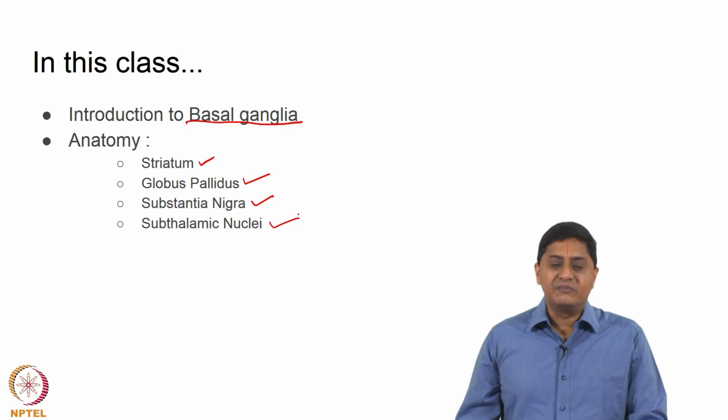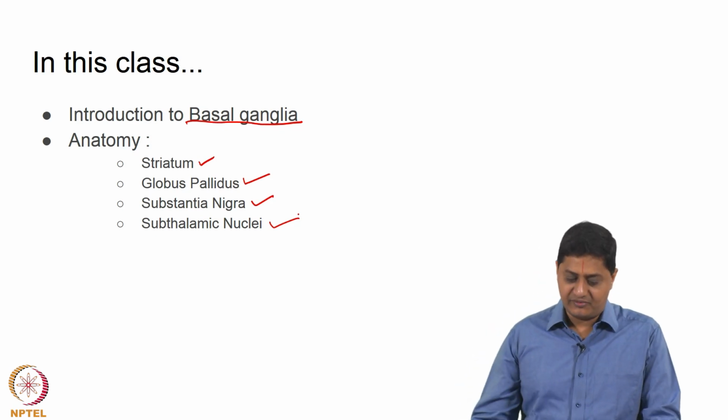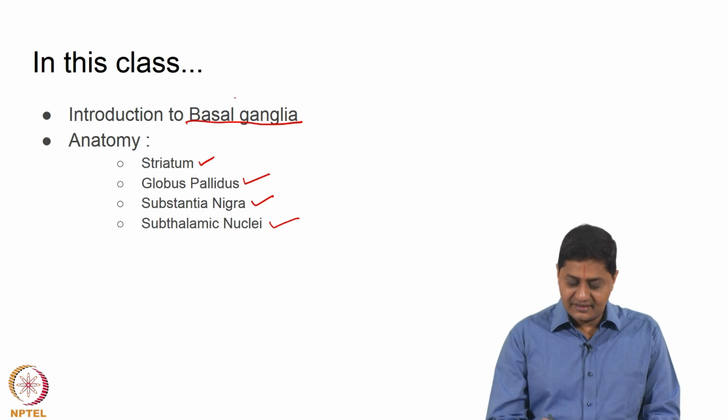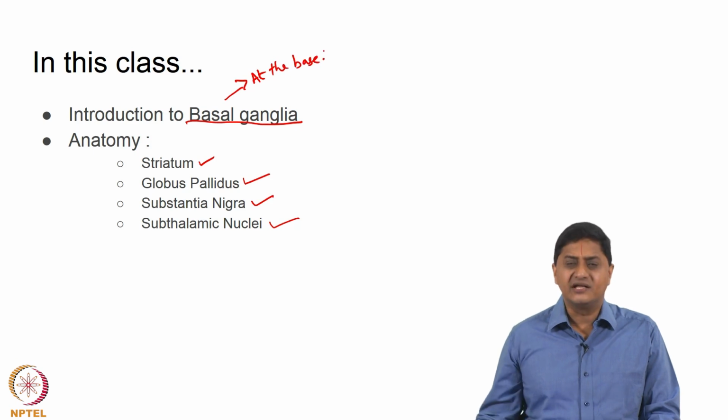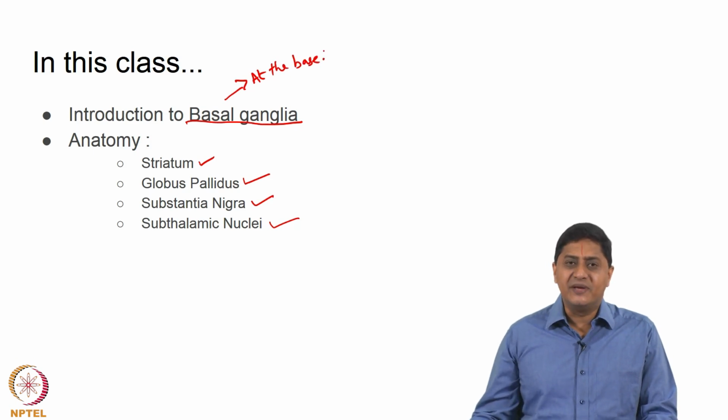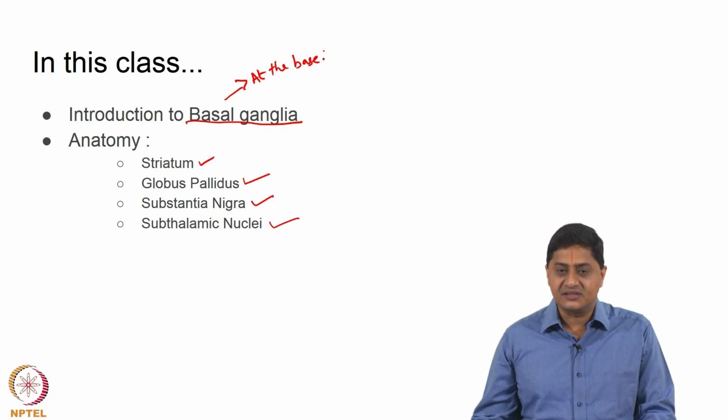Where does this name basal ganglia come from? Basal means at the base. At the base means what? At the base of the cerebral cortex, right. So, these are nuclei, these are ganglia that are located at the base of the cerebral cortex.